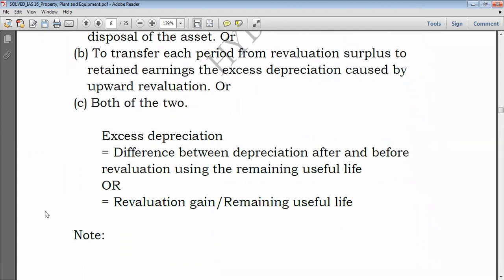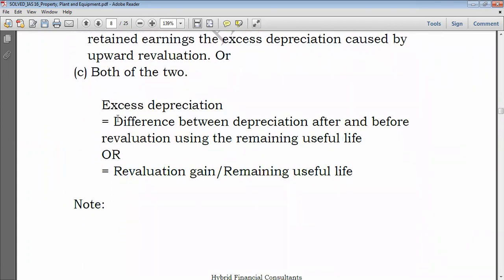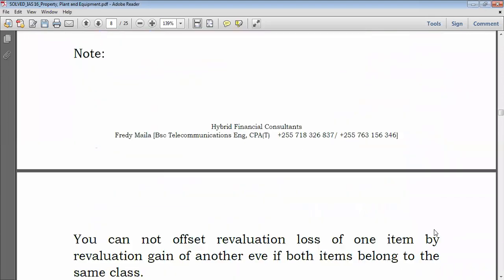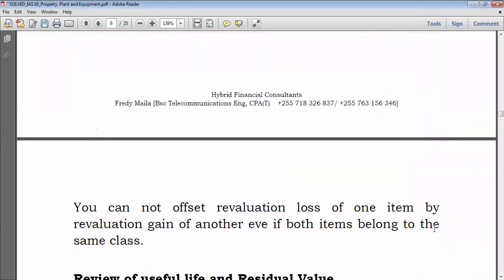So this is what I was speaking about. Excess depreciation is the difference between depreciation after and before revaluing, but using the remaining useful life. So if useful life has changed, you also have to compute that original depreciation. Or there's another way: just take the revaluation gain over the remaining useful life. This one is much simpler. So let's just finish up here. I think I already stated this.